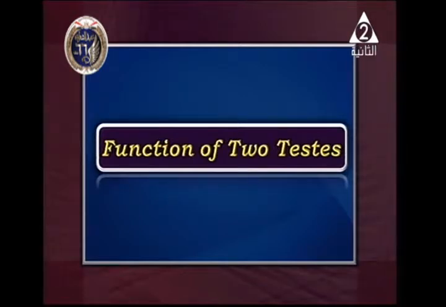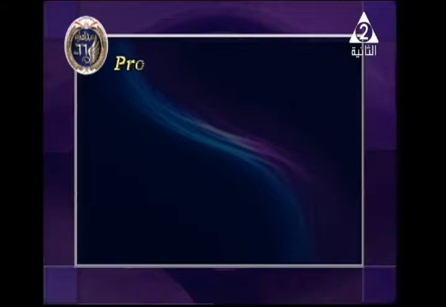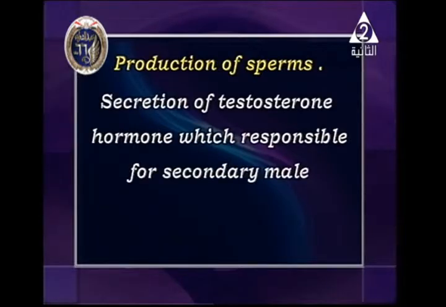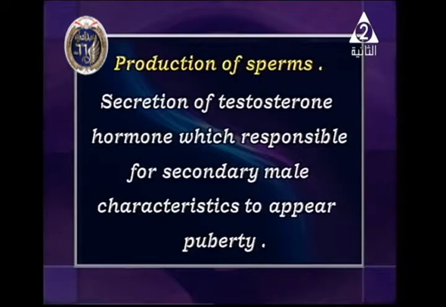What about the function of the two testes? Number one, production of sperms, or male reproductive gametes. Number two, secretion of some hormones, as we started in the last chapter, like the testosterone hormone, which is responsible for the appearance of secondary male characteristics, like what? Puberty, harshness of voice, enlargement of bones and muscles, and so on.